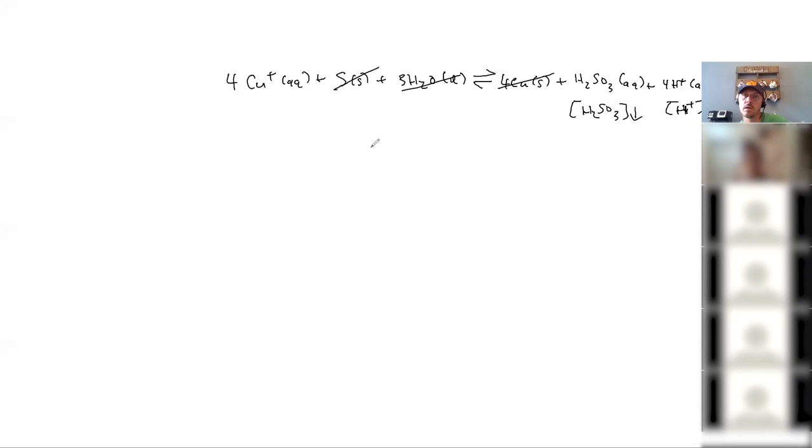It'll shift towards the product side. So if the concentration decreases, it's going to shift towards the decrease. So it shifts this way. That's going to make more H plus because the arrow is pointing in that direction. If they had asked us about Cu plus, the concentration of this is going to go down.